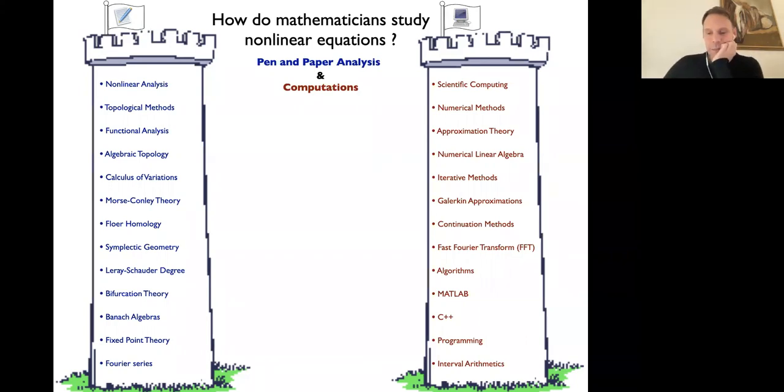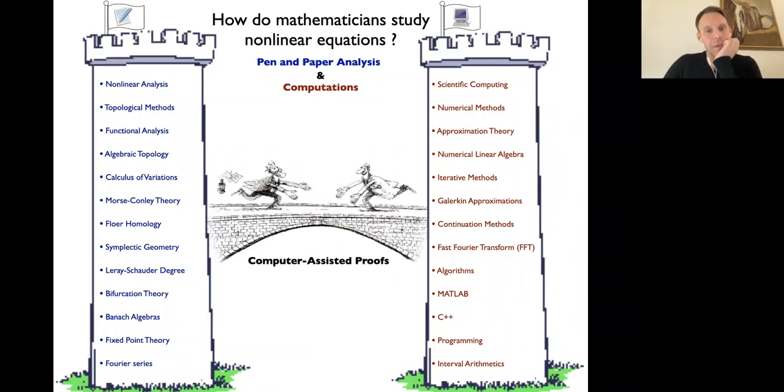And what we propose, and the feel of computer-assisted proofs, is an attempt to build a bridge in between these two worlds. And of course, the bridge may be very tiny, but hopefully it's going to keep on growing as time evolves.